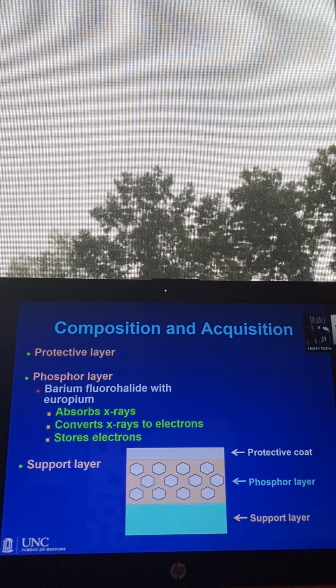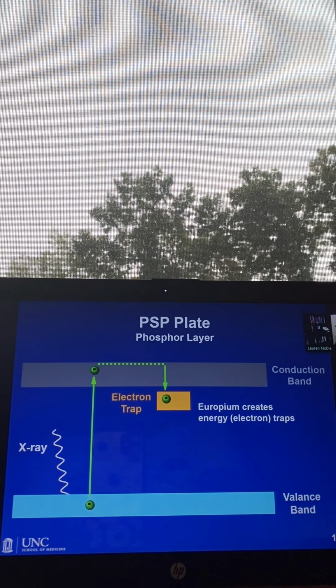Then there's also a support layer here. It's just a base. It's flexible though. This plate is not rigid. It does have to have flexibility because when it goes into the reader device, it will go through a roller assembly. There are rollers that move it through the various segments in the reader device, and we'll take a look at those segments. So it has to be flexible. It is not a rigid plate by any means. Okay.